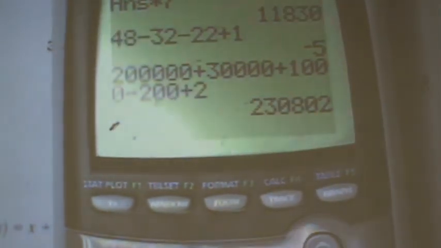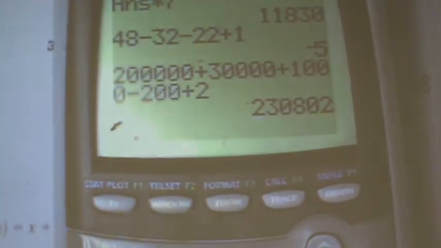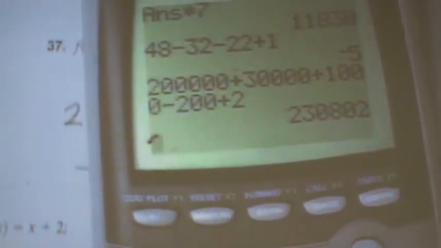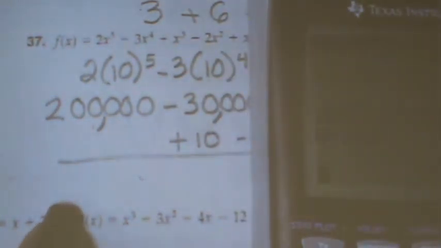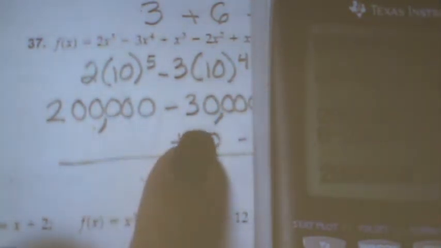230,802. Did anyone get something different? Is that what you got? It's minus 30,000. It should be, that's wrong. 1,700. So can I go back and alter? No, I guess I can't. 200,000. Oh, whatever, you know what I mean.